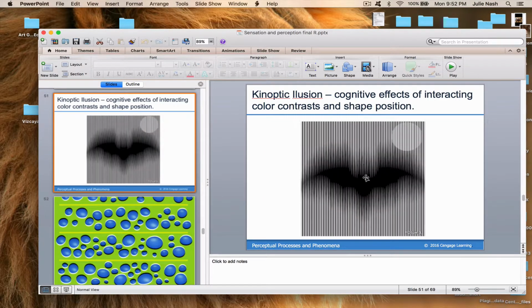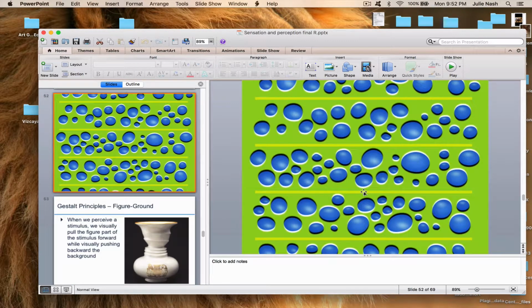This is another type of illusion, and if you stare at this enough, it should move. And this one also, if you try and stare at one point, it moves. So it's kind of cool.